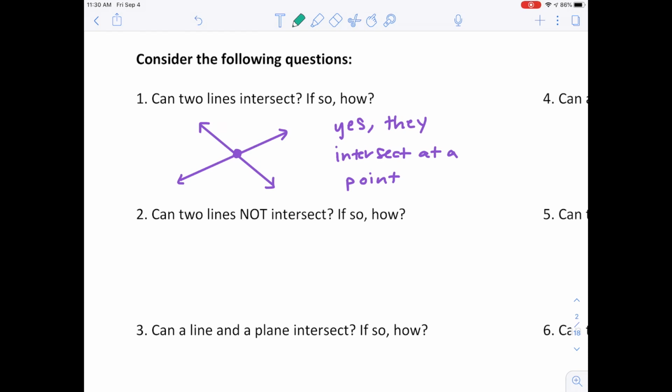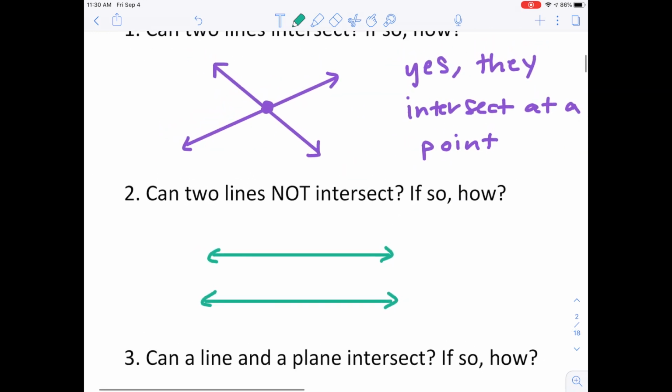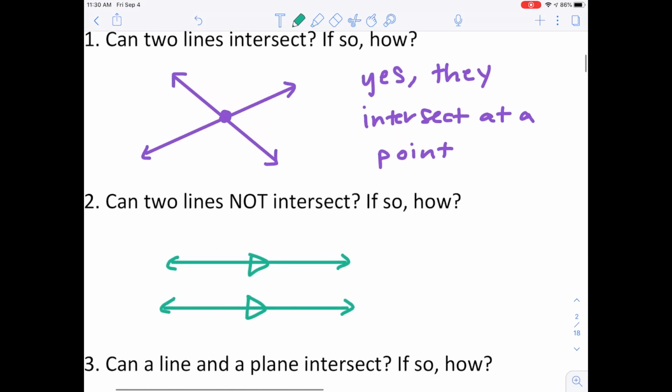Next up, can two lines not intersect? If so, how? Well, this goes back to some vocab you had in probably 7th or 8th grade. Two lines can not intersect. The way they do that is they run parallel to each other. So yes, this is possible. How? They are parallel.